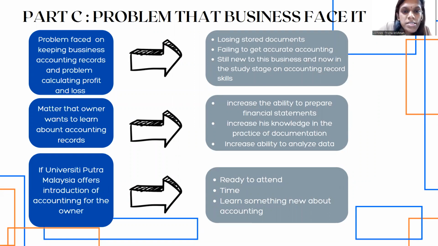Okay, I will continue with part C, which is the problems that businesses face. First of all, problems based on keeping business accounting records and calculating profit. Mr. Dennis said she has a problem with losing and storing documents. For example, receipts and invoice documents are often lost or unorganized in their organization. Other than that, failing to get accurate accounting in their small business.